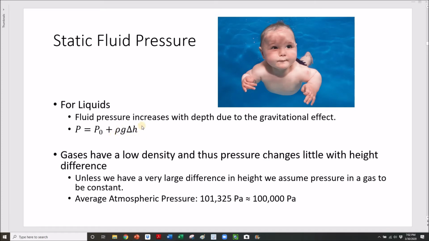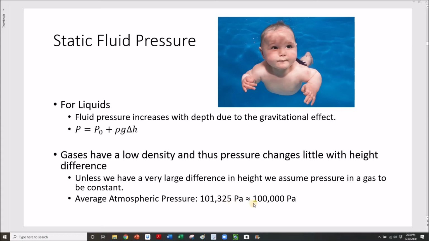So this is the extra added pressure in the fluid because of the gravity effect pulling all that fluid above down. So all we care about is that fluid up above. Gases have a really low density, and thus the pressure changes very little with height. The gravity effect has very little difference on gases. So unless we have a very, very large height difference, we're going to assume that the gases have a constant pressure. And so this is what we call average atmospheric pressure.